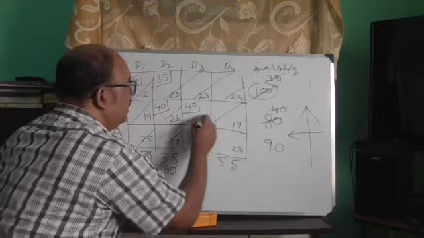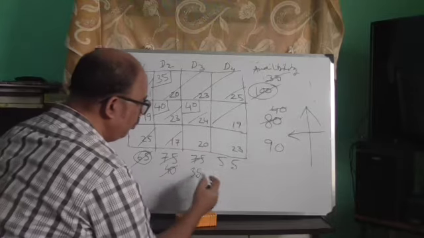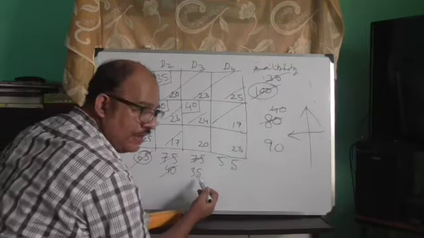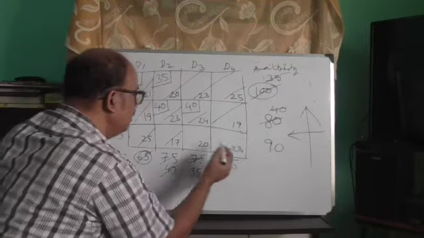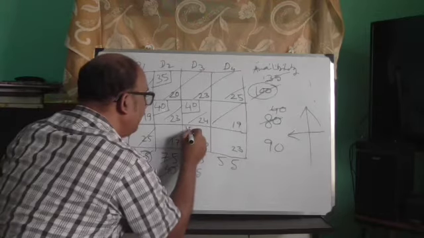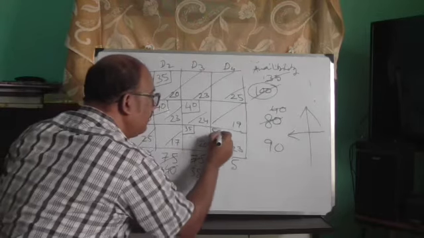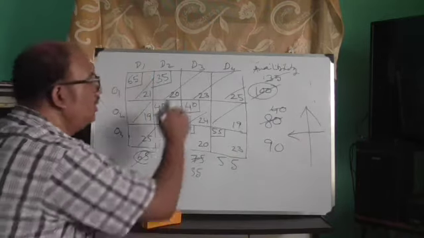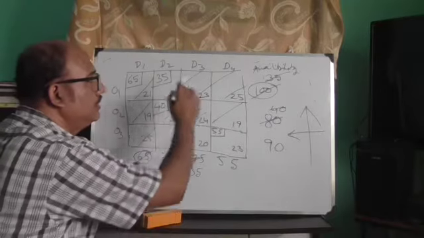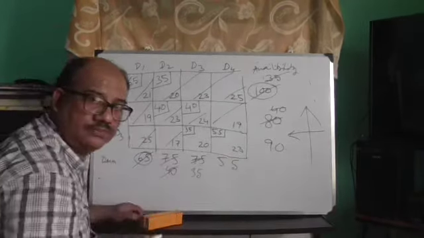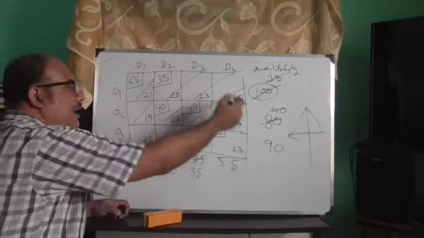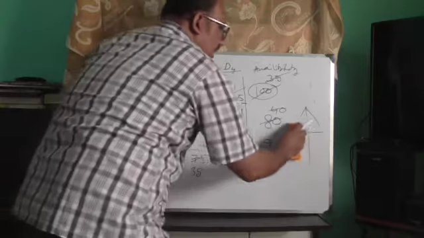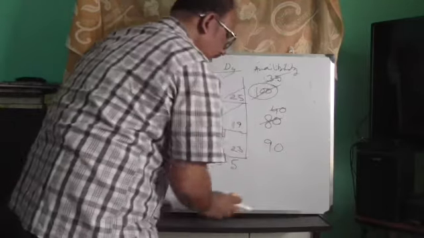35 remains, and in the last two we have only 35 and 55, and here is 90. If you add 35 with 55, this gives you 90. So here it will be 35 and here it will be 55, and all is given. We have already allotted whatever we had. Now finally we will write down our allocations this way.